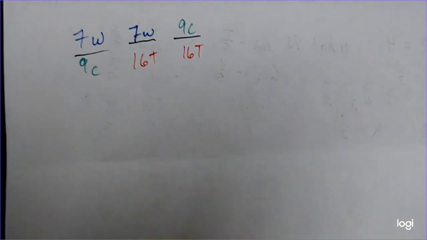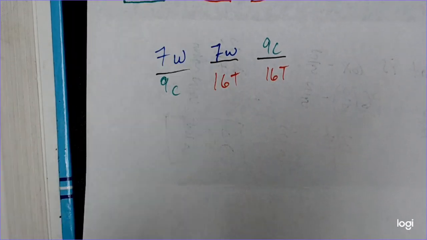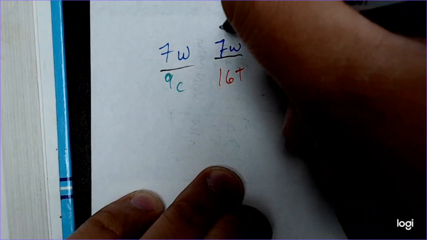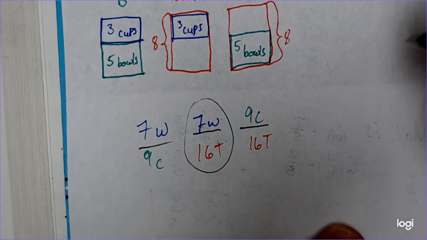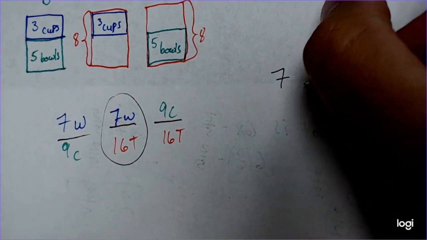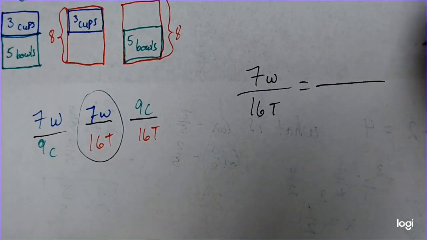So let's go back over here. Which ratio has total and wheat? Oh, it's wheat and corn. Ah, here we go, total and wheat. So this is the ratio I'm going to use. So now I go into my normal solving. I'm going to create a proportion. And I'll put 7 wheat over 16 total is going to equal blank over blank.